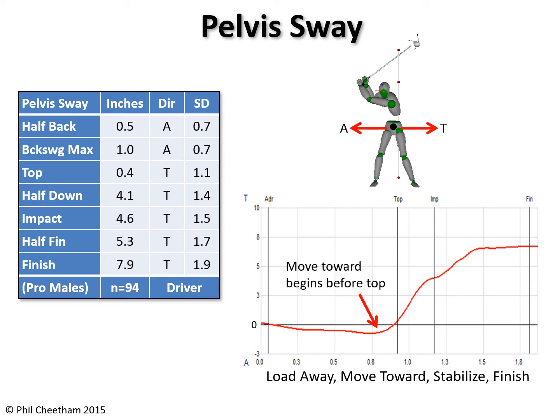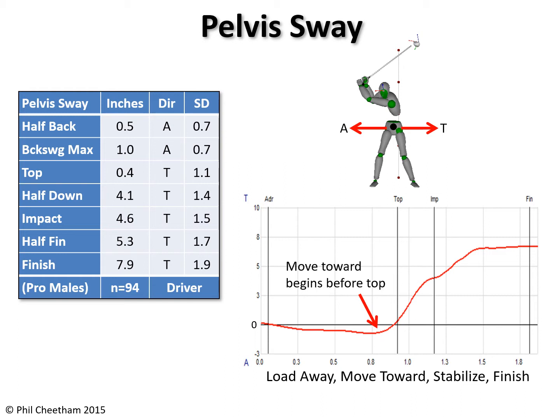Here is a typical tour player's graph of pelvis sway with a driver and a table with values from our tour database. This is from 94 male tour players that were either on the PGA Tour or the European Tour. I will explain the graph and add tour player numbers as needed.